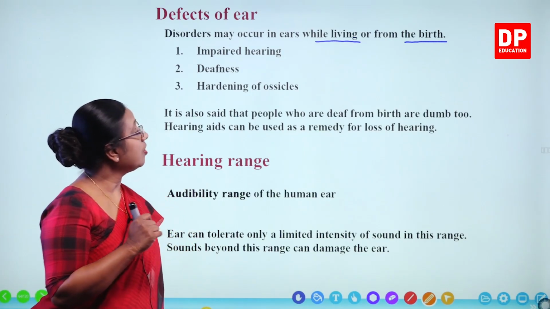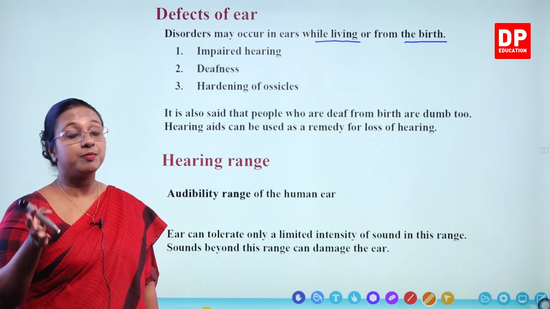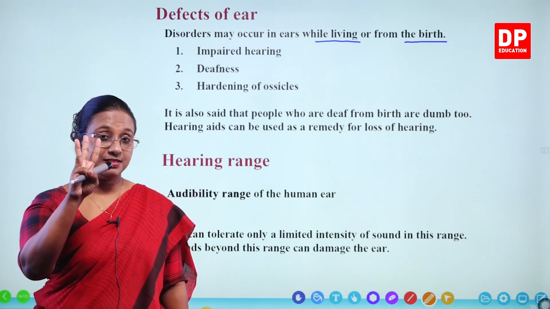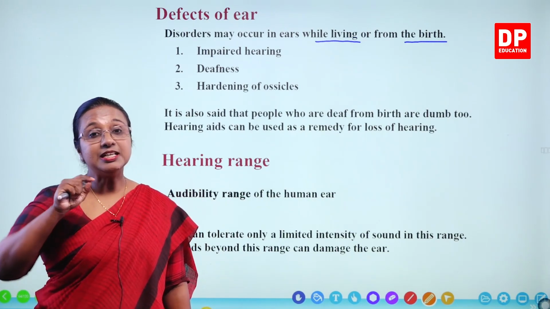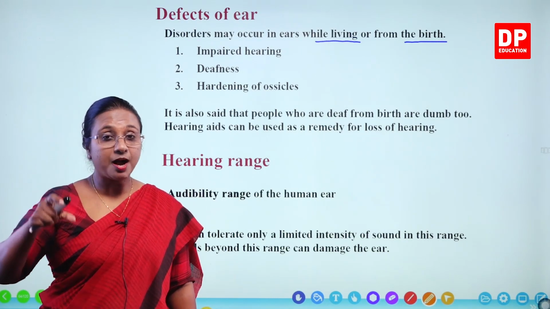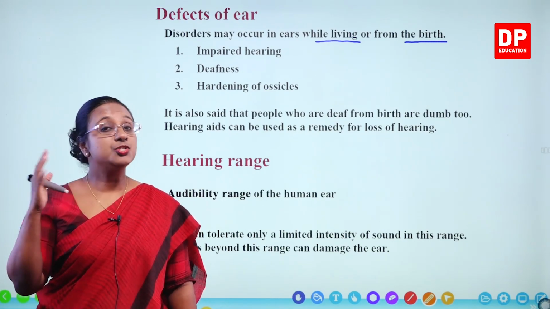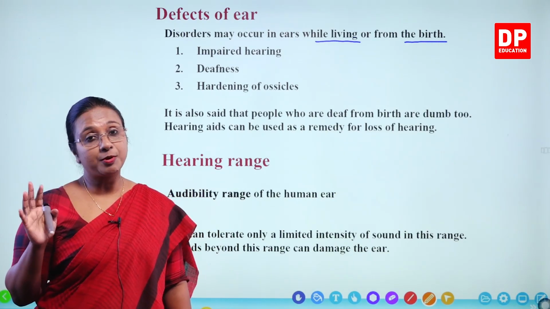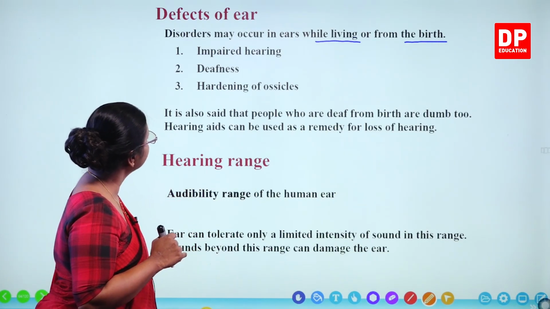Then hardening of the ossicles is another problem. You all know what the ossicles are? Malleus, incus and stapes, the three bones. Especially the malleus becomes hardened and stiff, and it cannot vibrate. Because of that, you cannot hear. So that is also another defect of the ear.